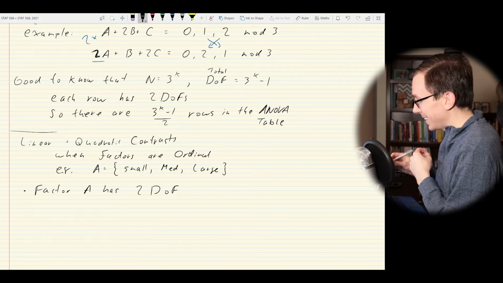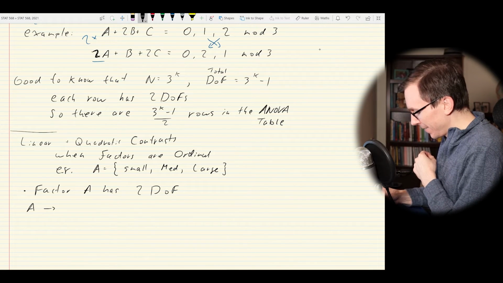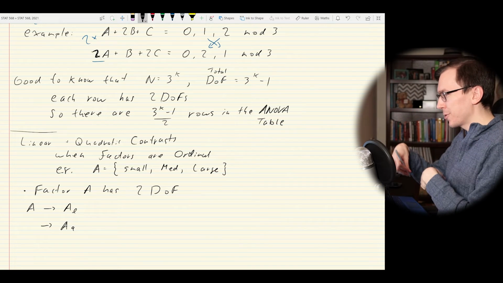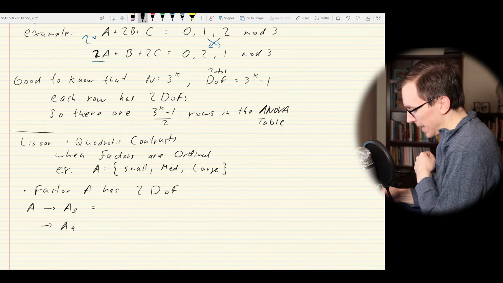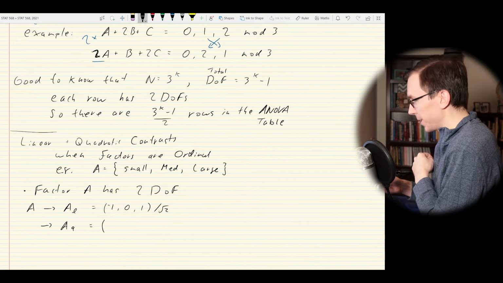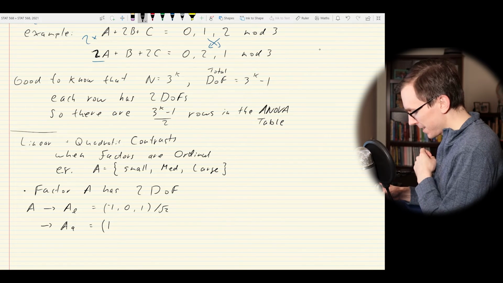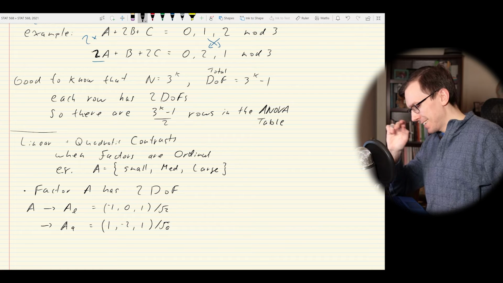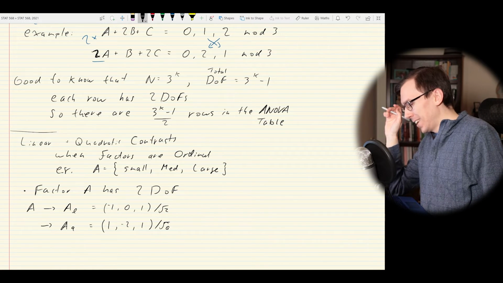What does that mean? What that means is I'm going to take A and break it into 2 pieces. Those 2 pieces are going to be A sub L and A sub Q, for linear and quadratic. And these are going to have contrasts which look like minus 1, 0, 1, over root 2. And this one is going to look like 1, minus 2, 1, over root 6.